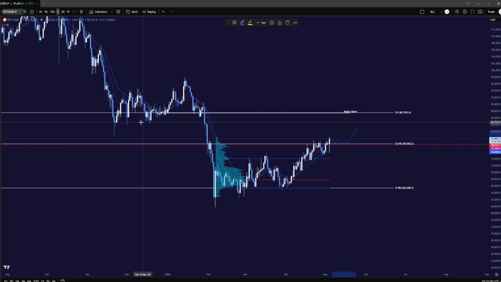Of course, there's going to be some pullbacks within that process because there will be resistance levels on the lower time frame. And the same applies for below that support and the 0.618 Fibonacci. Below that, that possibly opens a swing position, especially if you get below this daily value area high. That opens the door to a swing short position down to 65.4K, which is the value area low and the 0.786 Fibonacci.